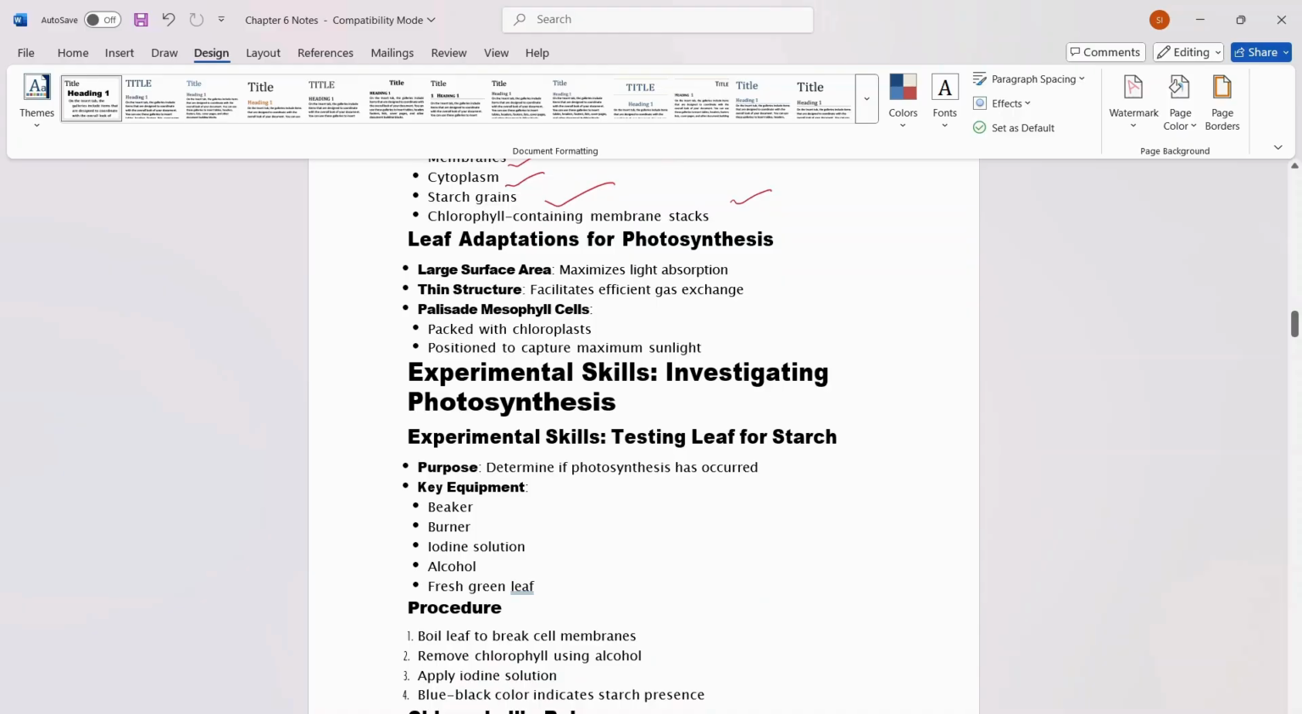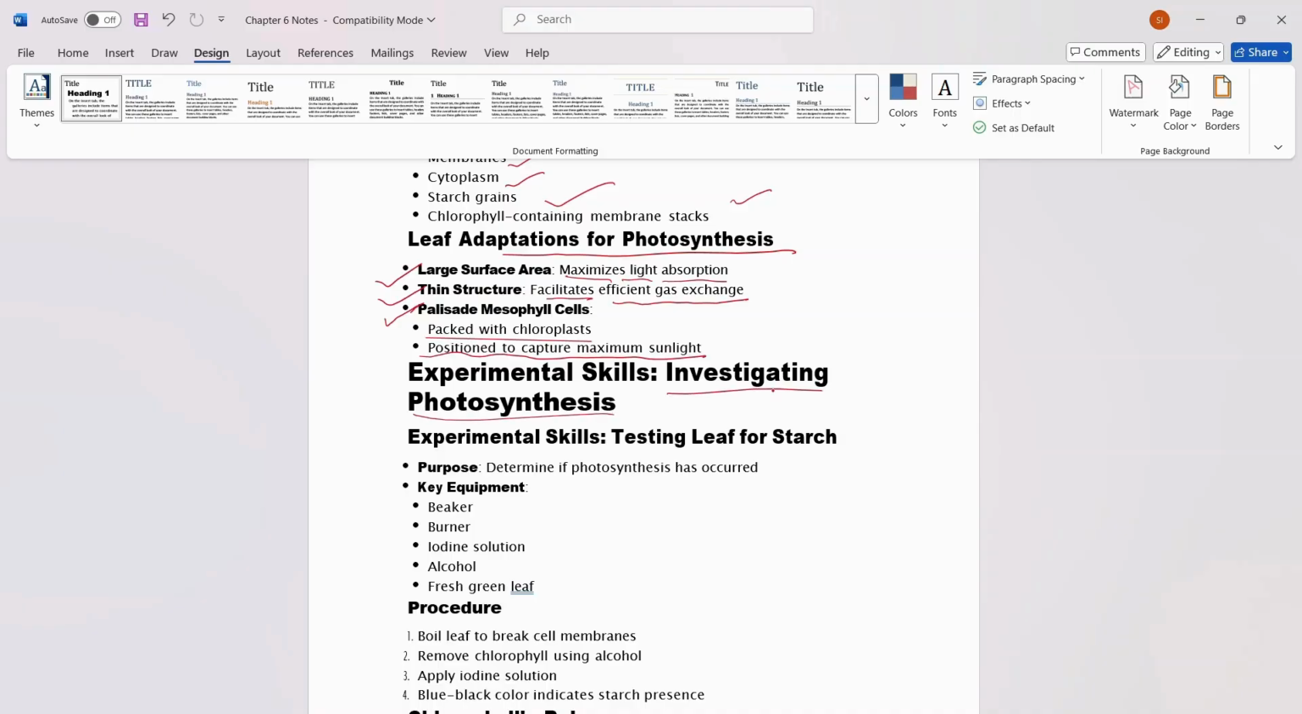Leaf adaptations for photosynthesis include their large surface area, which helps in maximizing light absorption. Then its thin structure facilitates efficient gas exchange. Palisade mesophyll cells, what they do in the leaf: packed with chloroplast, positioned to capture maximum sunlight.